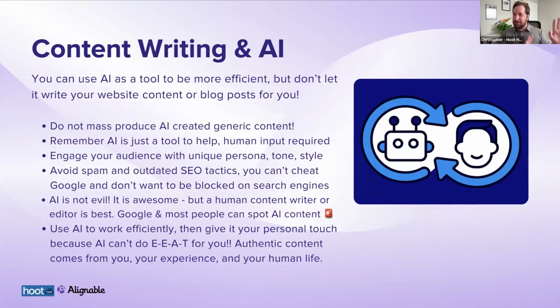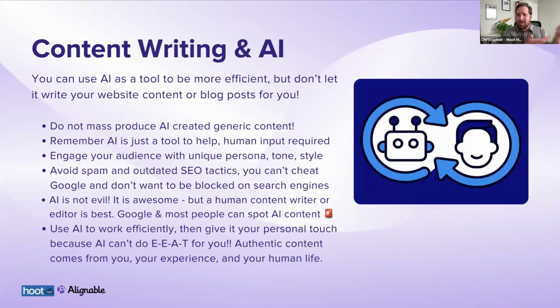I've been trying to basically allude to that this entire time. You want to make it authentic from you, about your experiences in your life and what you do. If you're just putting out that generic information, you're just not engaging your audience effectively, and you're not going to do great with search engines either. Remember that AI is just a tool to help, but human input really is required, especially when we're talking about things like EEAT. We're talking about your personal experiences, your expertise.